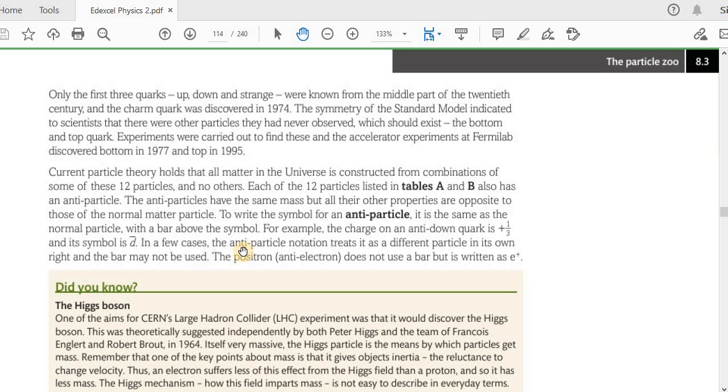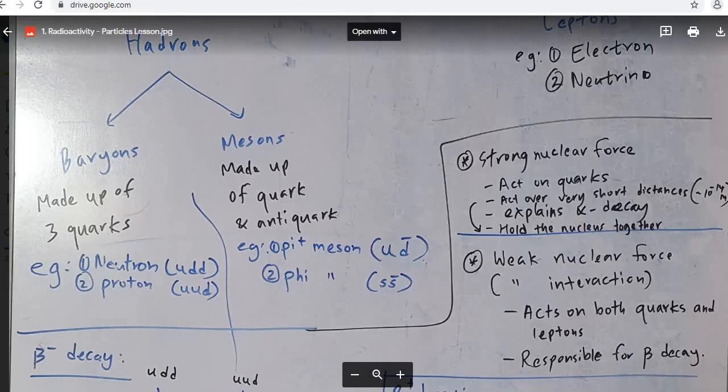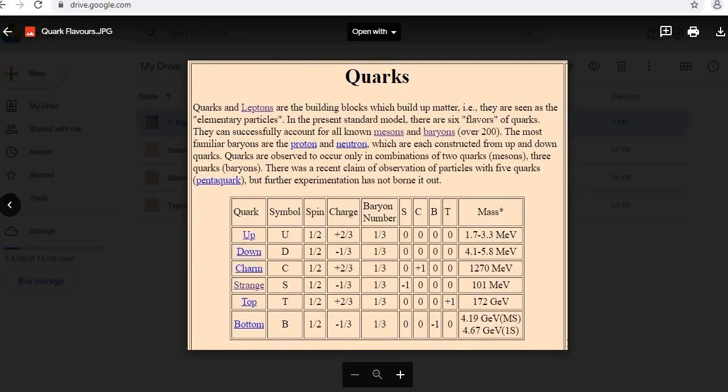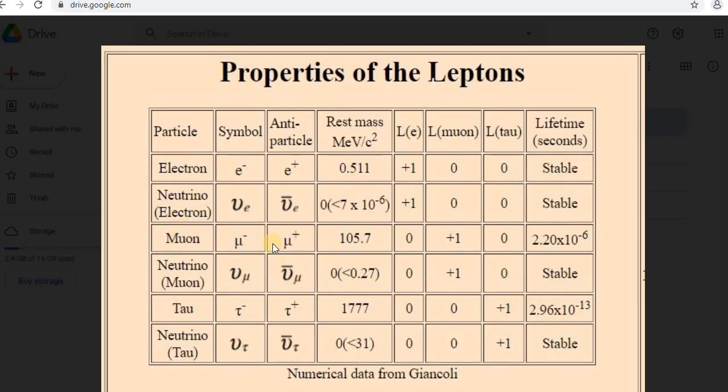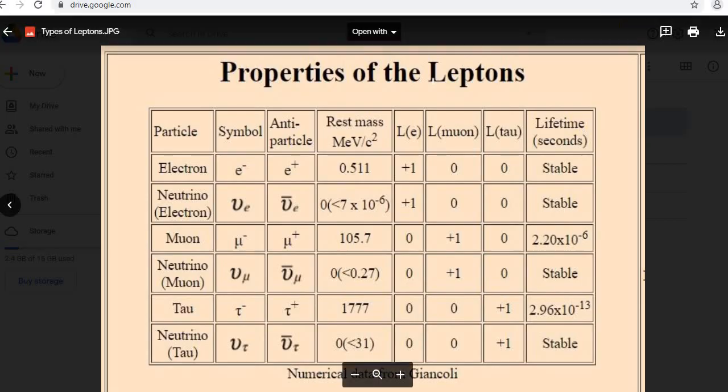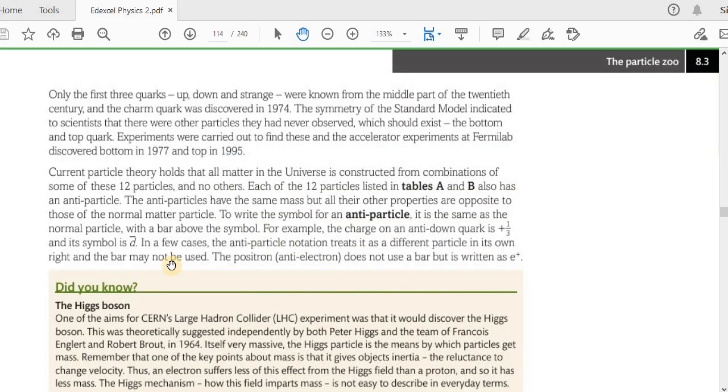In a few cases, the antiparticle notation treats it as a different particle in its own right, and the bar may not be used. So you can see that over here when it came to the mesons. Over here you can see electron, positron, muon, then the antiparticle of muon. Here we don't use a bar. We instead use the plus and minus signs. So in a few cases, the antiparticle notation treats it as a different particle in its own right, and the bar may not be used.